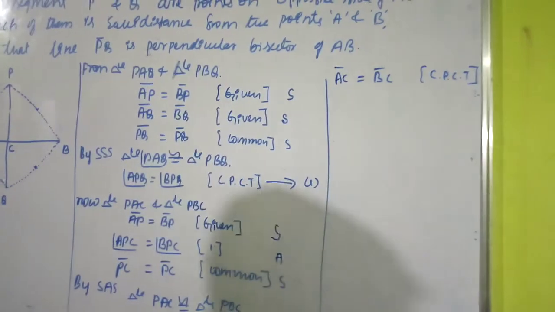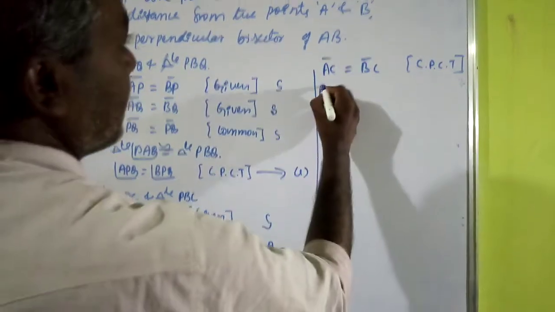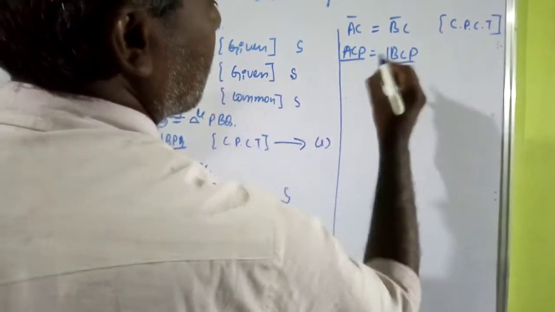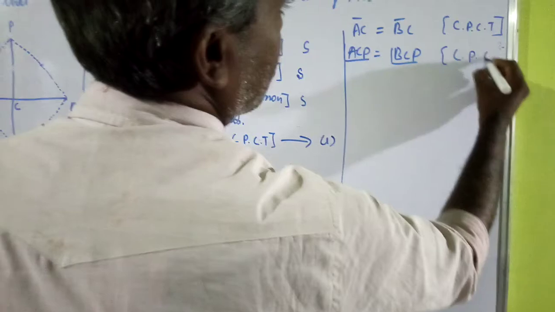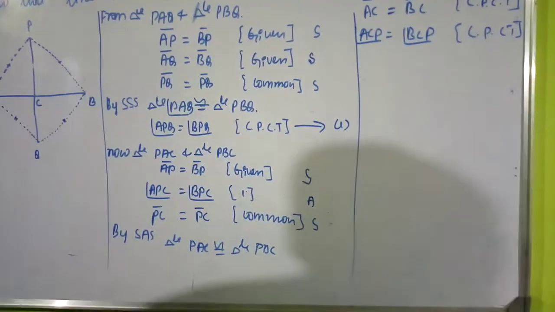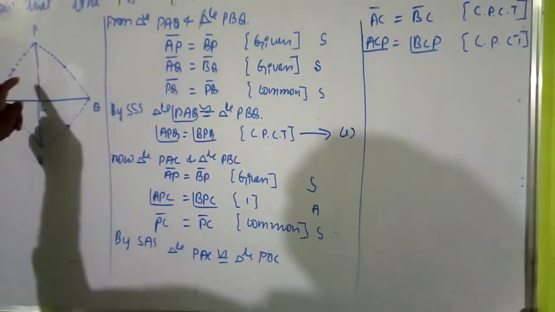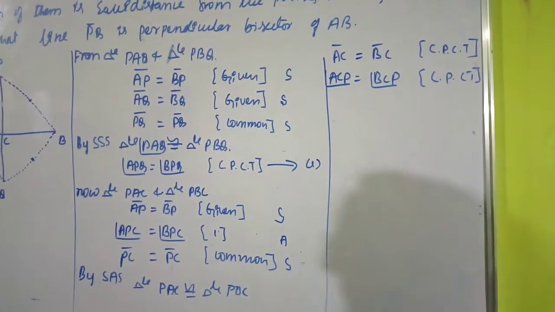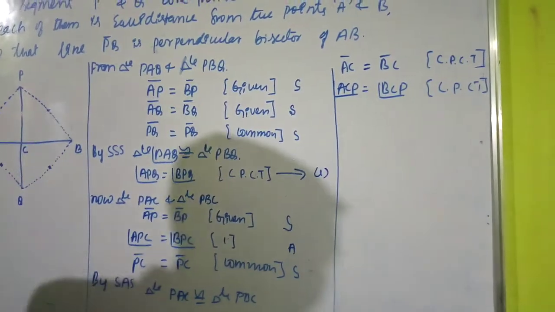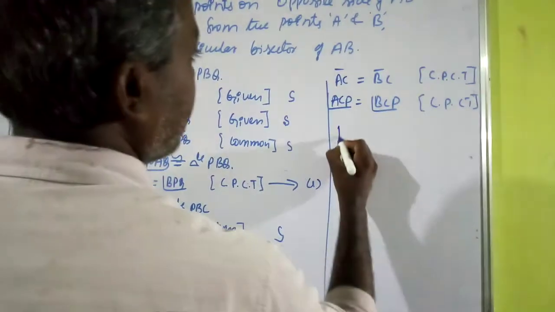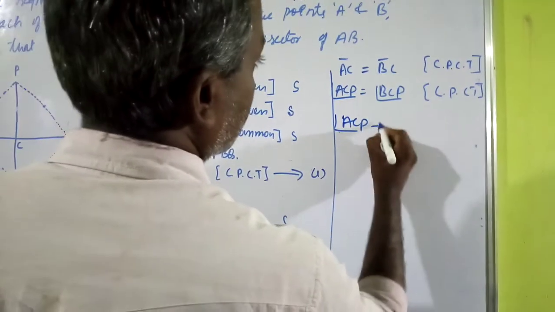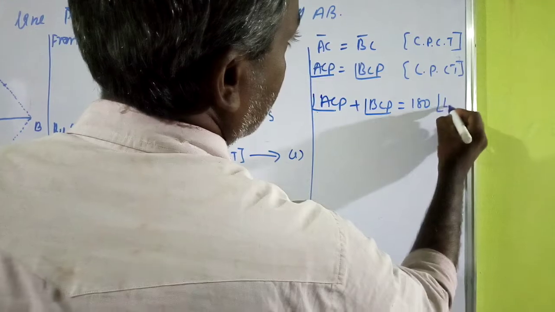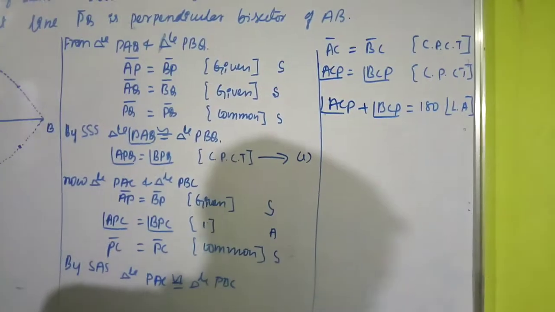Is it correct? Yes. So next, angle ACP is equal to angle BCP. So this is also CPCT, a part of congruent triangles. Okay, so next here just you can take angle ACP plus angle BCP is equal to 180 degree. Why? Because of linear pair of angles. So these two are a linear pair.